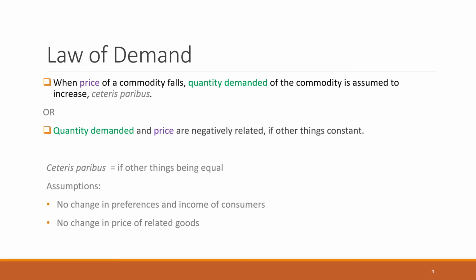Law of demand assumes that when price of a product decreases, quantity demanded of the product will increase if other things remain unchanged. In other words, quantity demanded and price of a product are negatively related, ceteris paribus. Ceteris paribus means other factors being constant. These factors may include preferences and income of consumers.